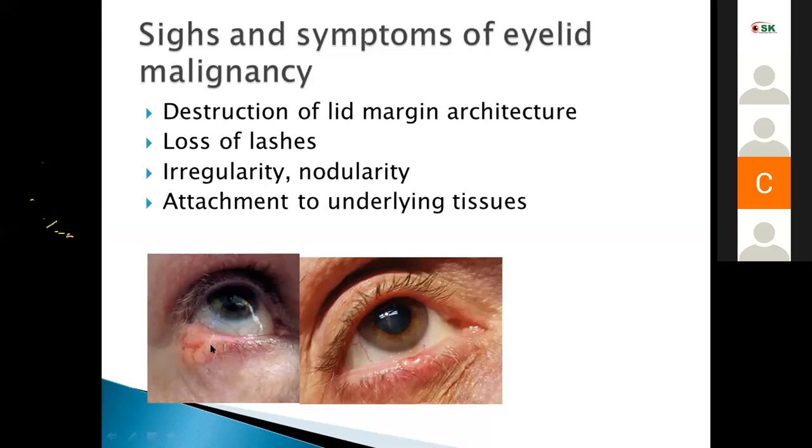There is another case here where the lid margin architecture is also destroyed. And you can see there are no lashes at all at that area. This one is a bad sign. Then there is another sign, the regularity.